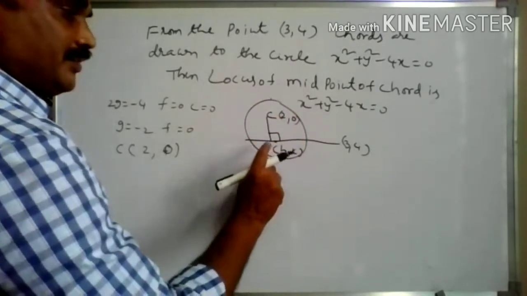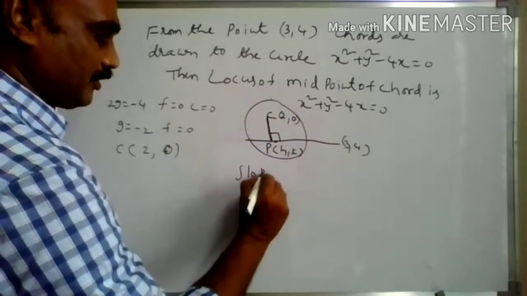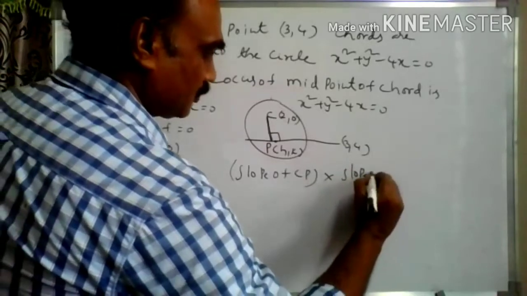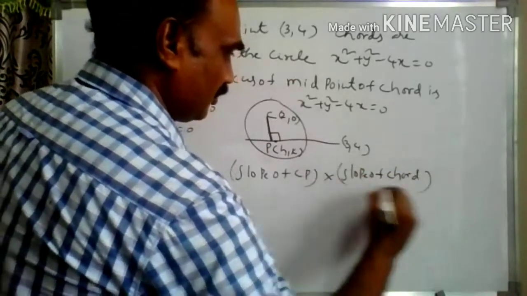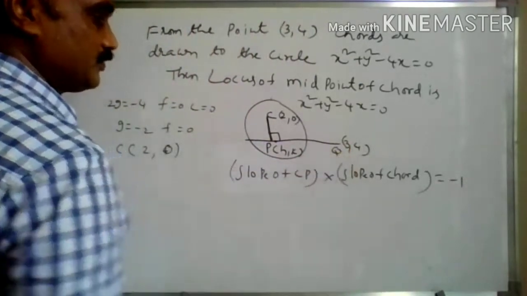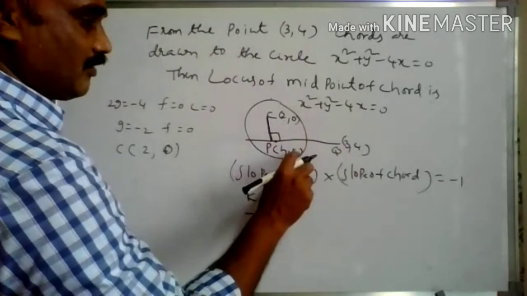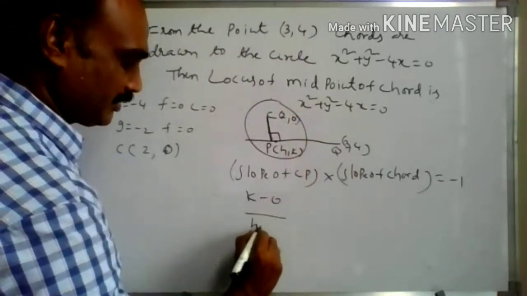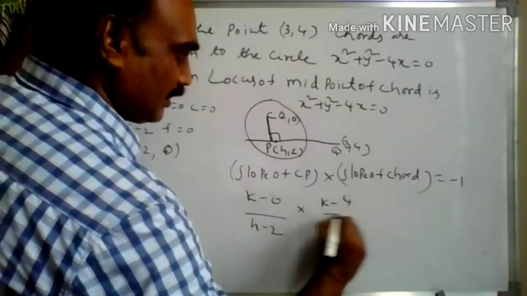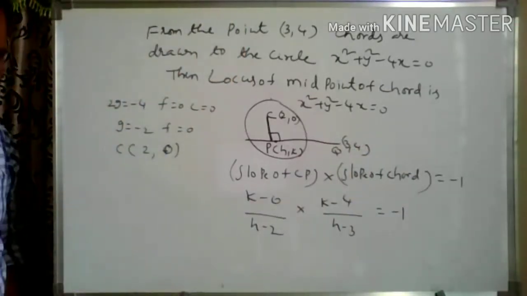Students, here the angle is 90 degrees. These two lines are perpendicular. The slope of CP into the slope of the chord is equal to −1, that is, m1 into m2 is equal to −1. Suppose this point is Q.